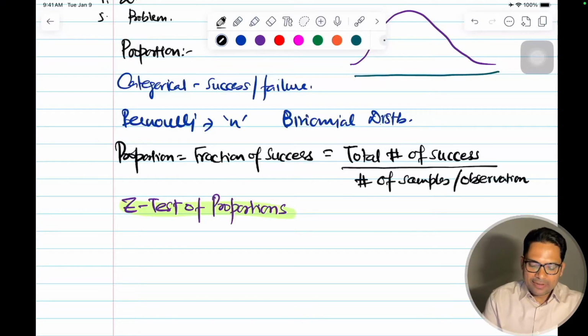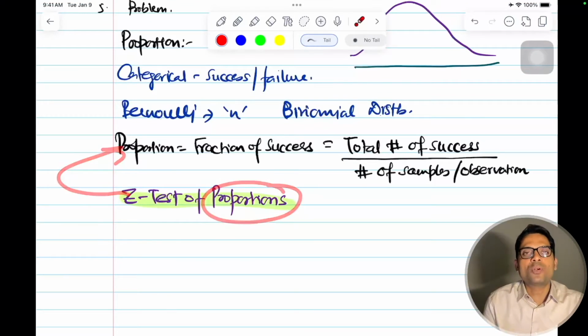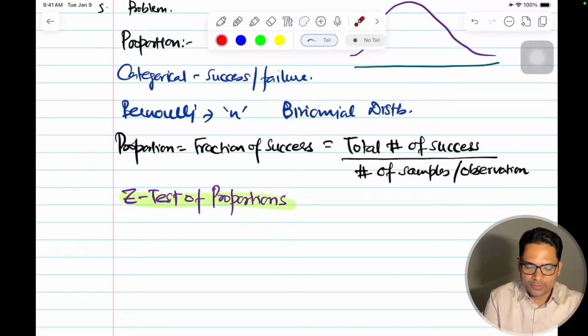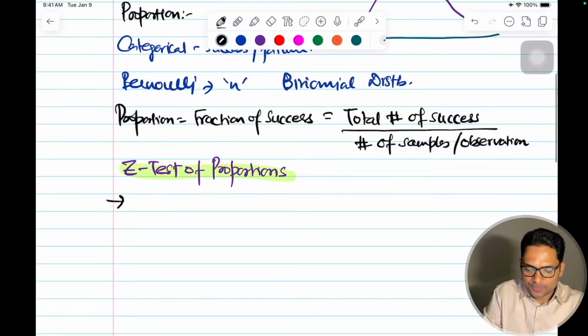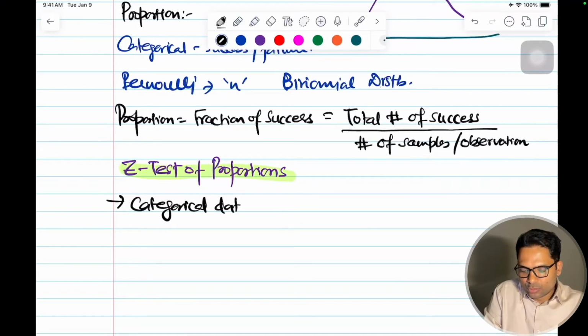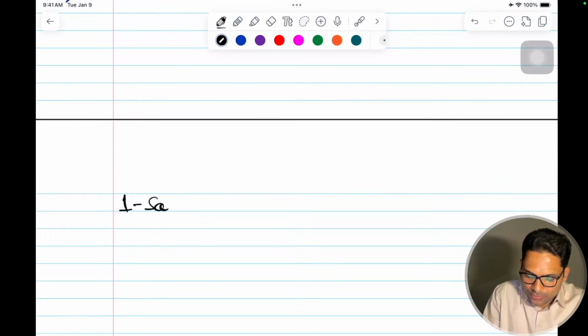Whenever we are dealing with categorical data, that is when we talk about proportions, because it cannot be modeled as numbers. So when we are dealing with categorical data, yes, no, success, failure, that kind of success, failure, we have seen that. So I'll do the first one, one sample z test of proportion.